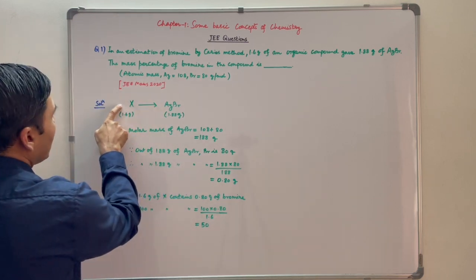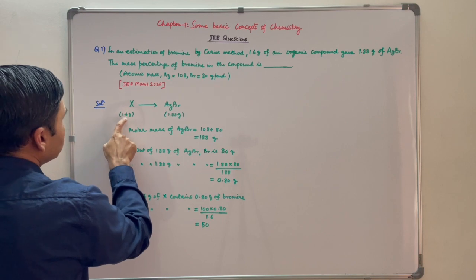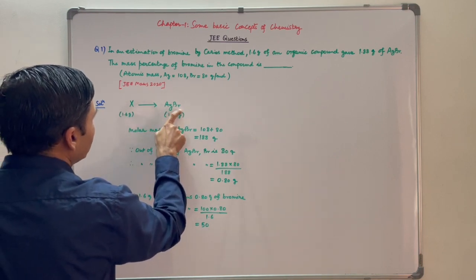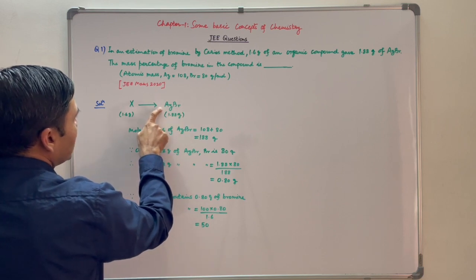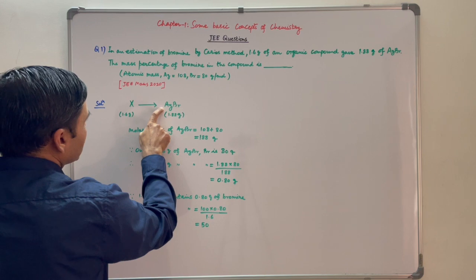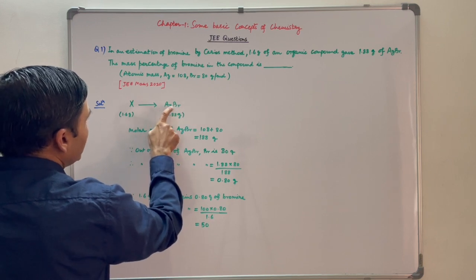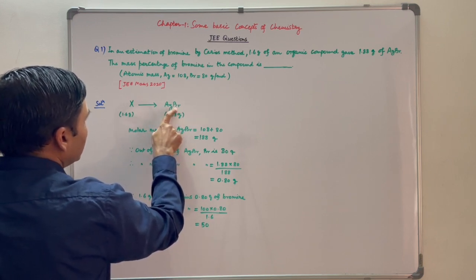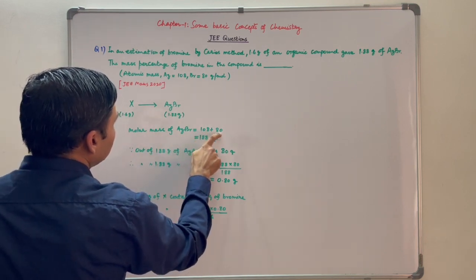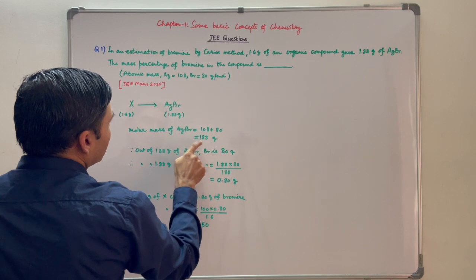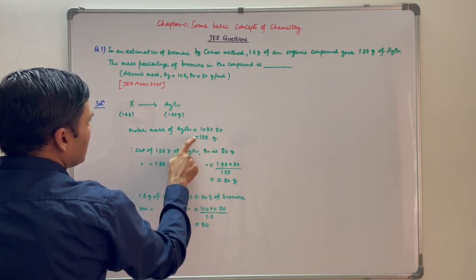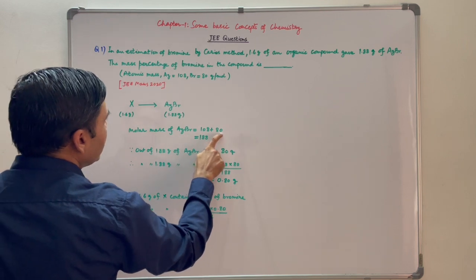Suppose X is the organic compound. 1.6 gram of X gave 1.88 gram of AgBr. First, we will calculate the molar mass of AgBr. 1 mole of AgBr consists of 1 atom of Ag and 1 atom of Br. So, molar mass will be 108 into 1 plus 80 into 1. That is 188 gram. So, out of 188 gram of AgBr, bromine is 80 gram.